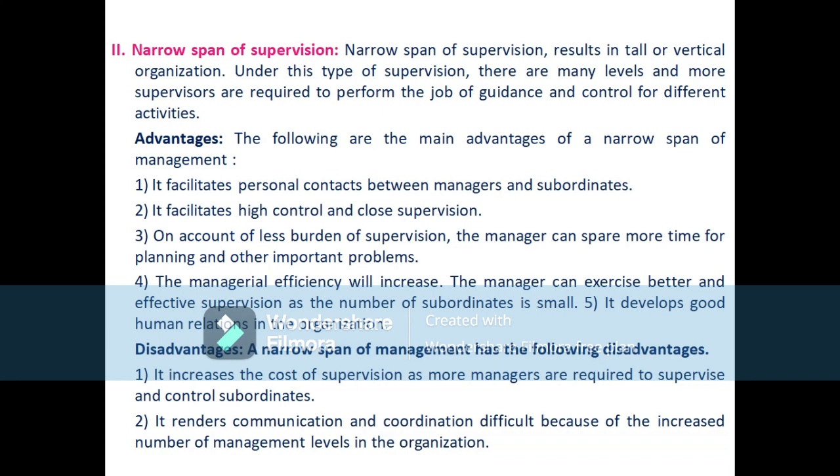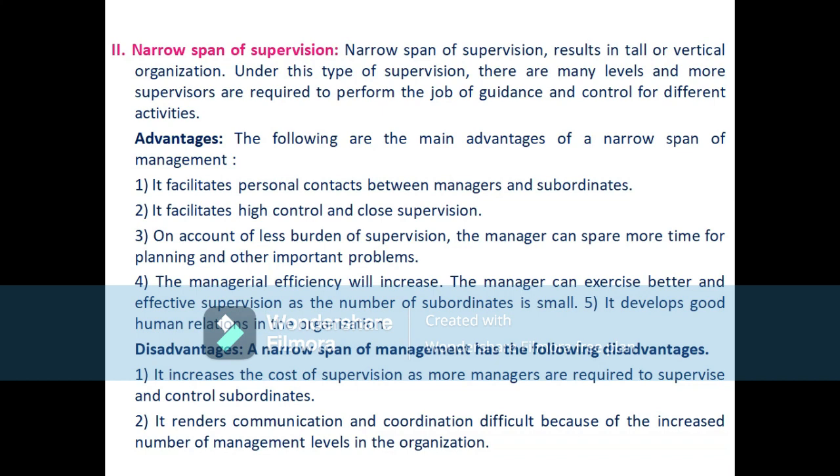The other one is that managerial efficiency will increase. The manager can exercise better and effective supervision as the number of subordinates is small. Managing 100 students will be more hectic, but whenever the number is decreased, efficiency will be increased. Another one is that it develops good human relations in the organization. More people means more relations, and as human relations increase, it also develops a good rapport between the individuals in the organization.